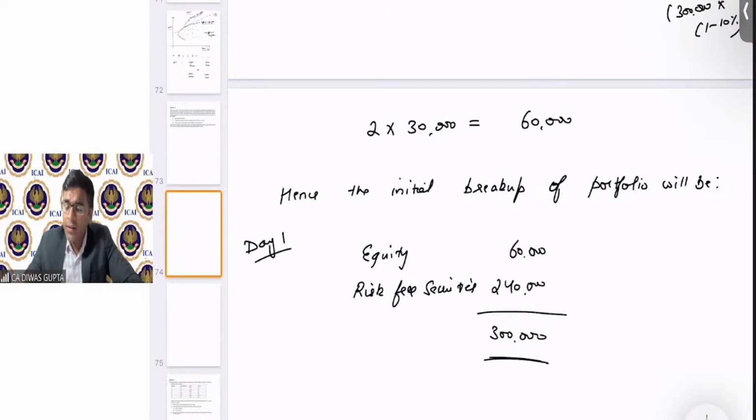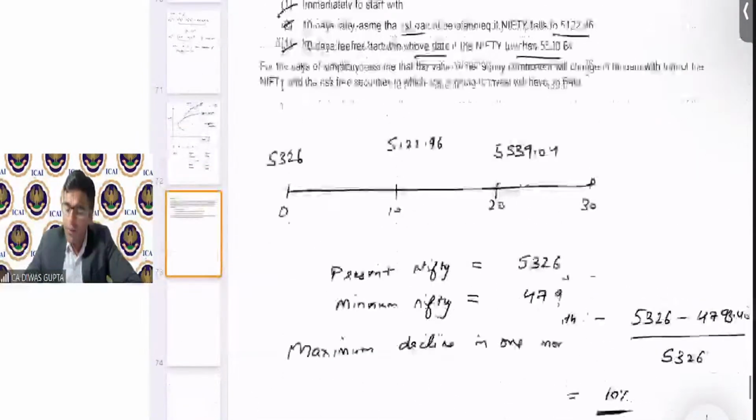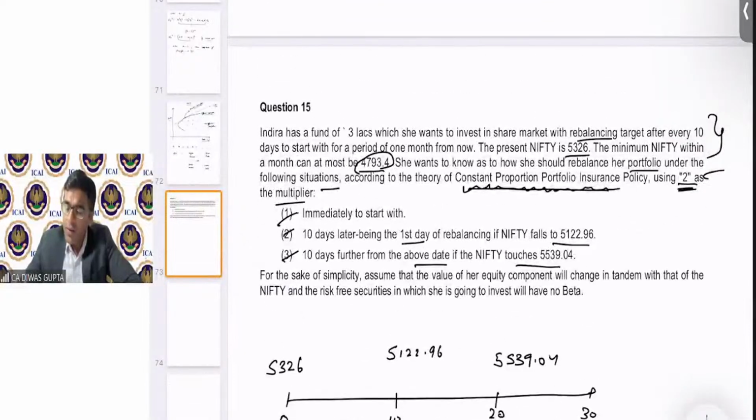So since the beta was 2, hence we are able to take a risk of up to 60,000 in case of the investments of the fund, despite of the fact that the maximum downside risks that we can face is only 10%, as per the facts that are given in the question. Okay.